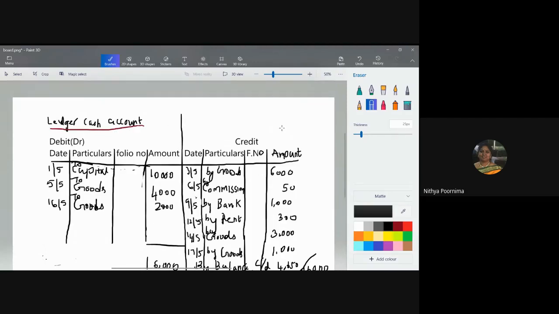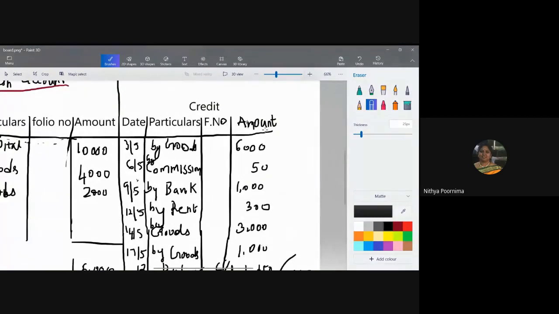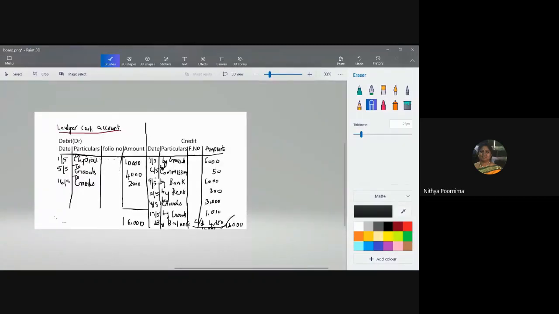We know the format for this. It has a debit, it has a credit. It will have a date, particulars, folio number, amount. In this also, it has date, particulars, folio number, and amount. On the transactions, wherever the cash account is on the debit side, all those transactions I'm taking down. Cash to wherein all the transactions have happened, I've written down here. Similarly, on the credit side, wherever the cash account is there, by where it has transacted, I'm noting it down here.